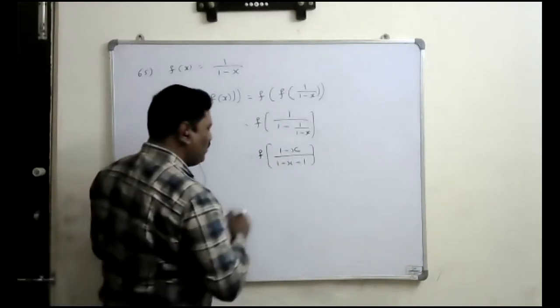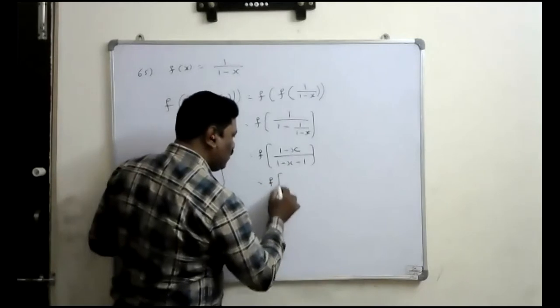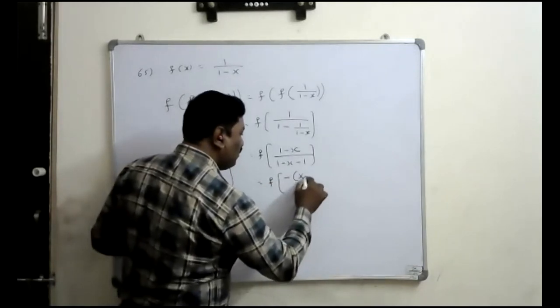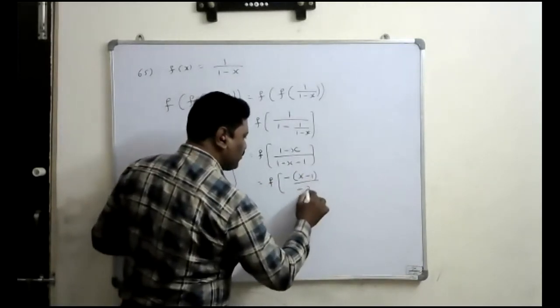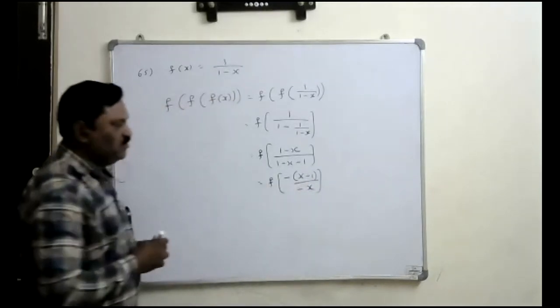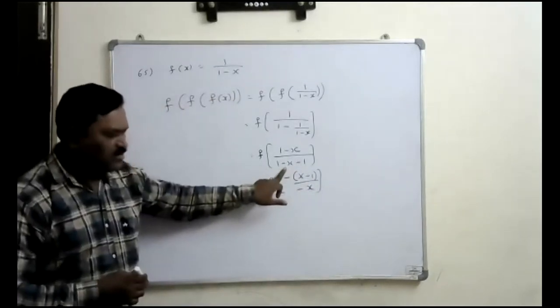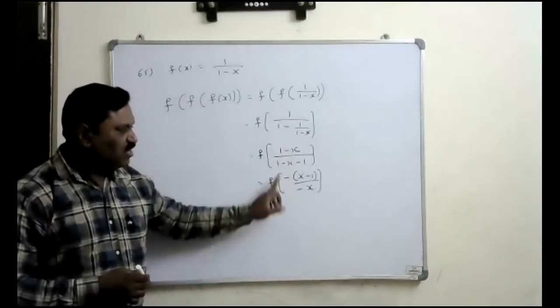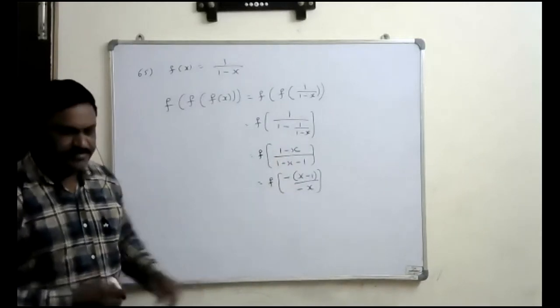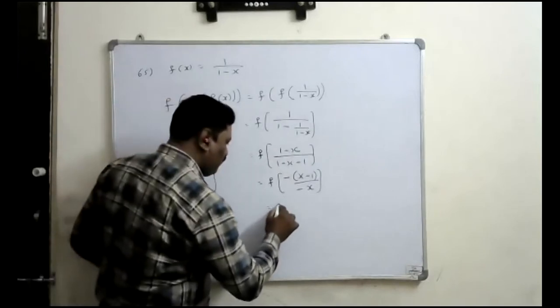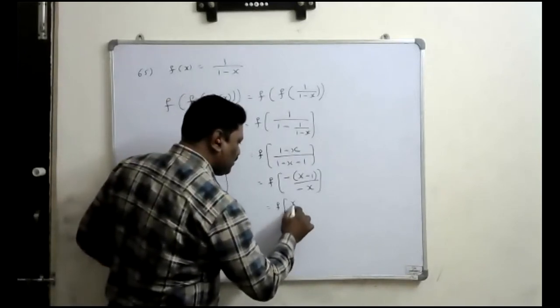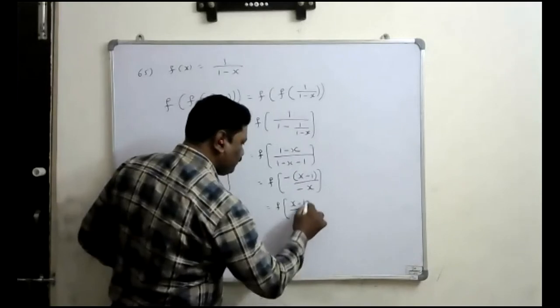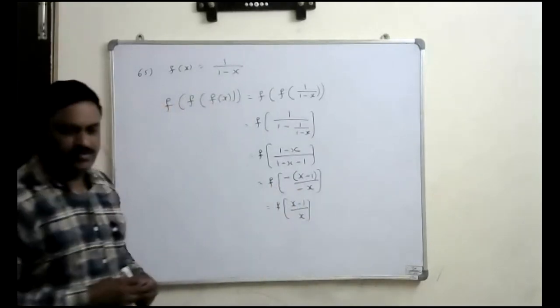Now from the numerator take the minus common. Then we get x minus 1 by minus x. So here 1 and 1 get cancelled, the remaining is minus x. To cancel the minus, take the minus common from the numerator. Minus minus cancel. Now this is f of x minus 1 by x.